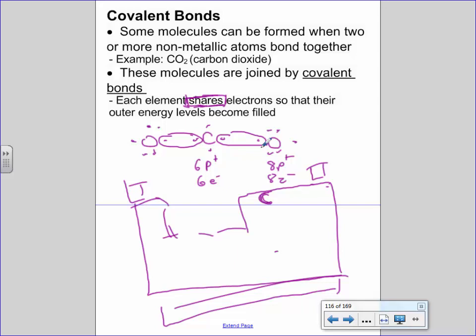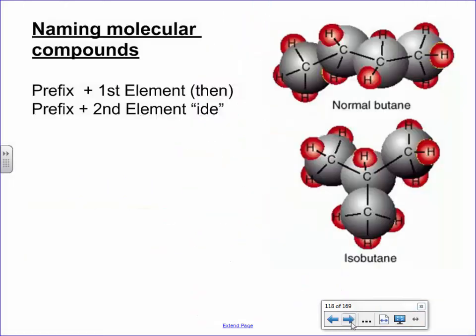That's not really the point of today's lesson. But what I just need you guys to know is this word. They share their electrons. Okay. If you can accept that, we're good. So let me move on here.